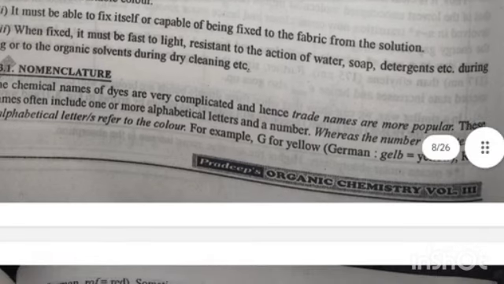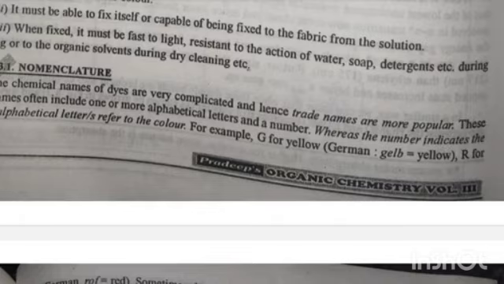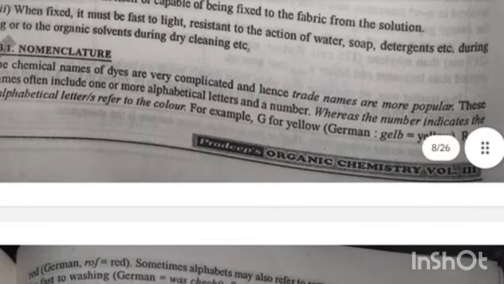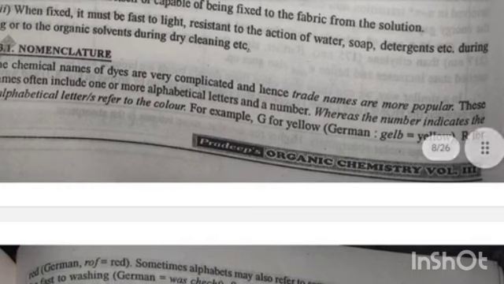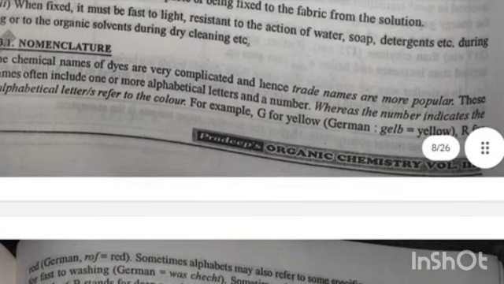When fixed, it must be fast to light, and resistant to the action of water, soap, detergents, etc. during washing, or to organic solvents during dry cleaning, etc.